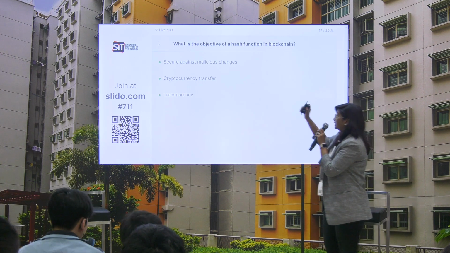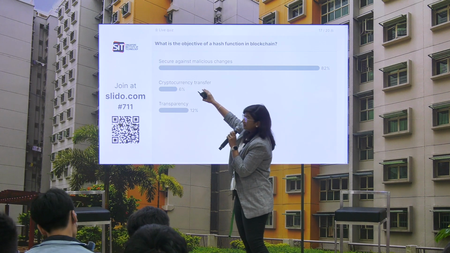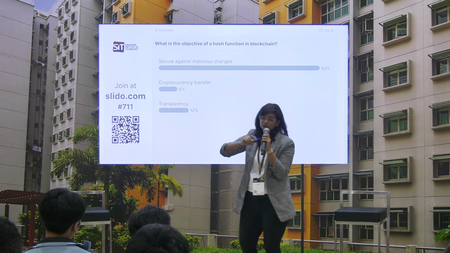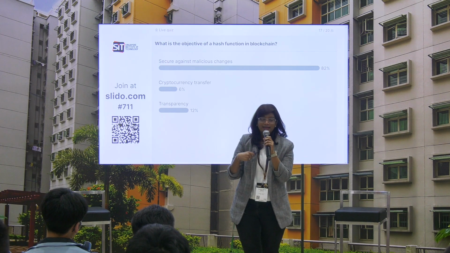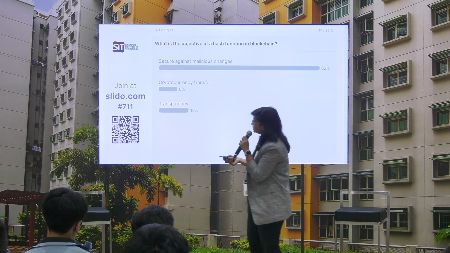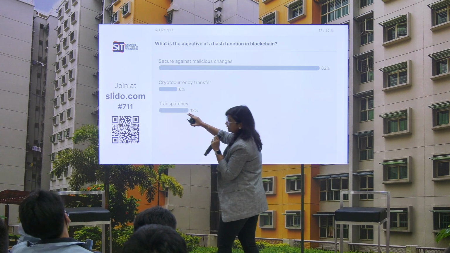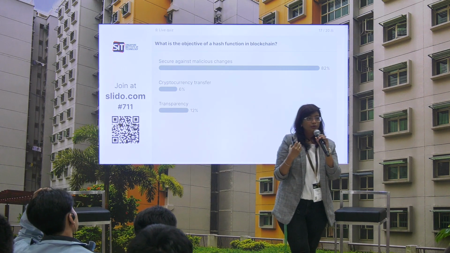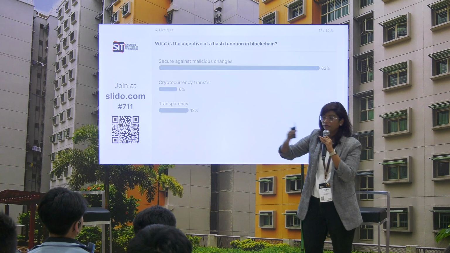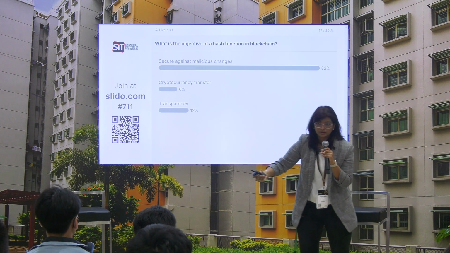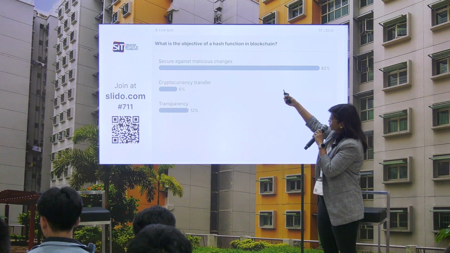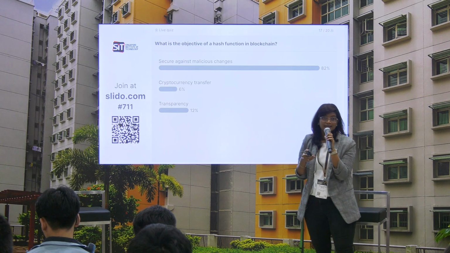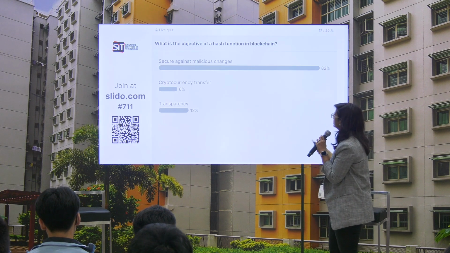So the cryptocurrency transfer is basically known as a transaction on the blockchain. It happens through consensus algorithms. And the transparency of the blockchain is enabled through the verifiable property of blockchain, okay? So the hash function here is used to secure against any malicious changes, right?